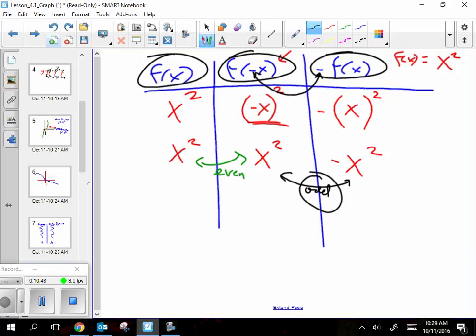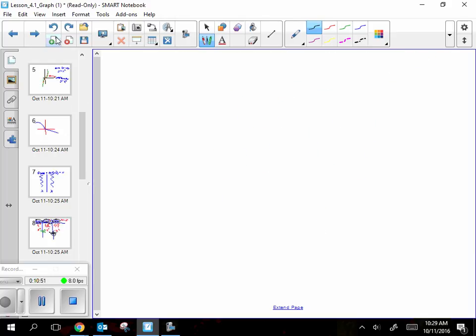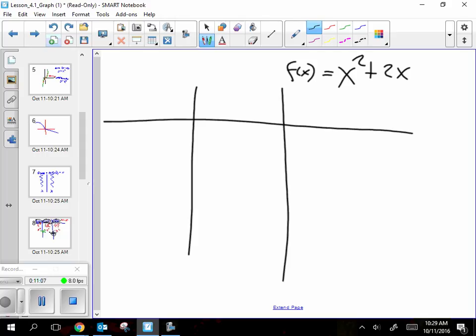All right, so I'm going to have you try one of those. Everybody start with a clean spot in your virtual paper. And let's say that the function is this, x squared plus 2x. Y is the same as f of x, right? So I'm going to say f of x equals that. And I'd like you to try making that three-part chart. See whether this is odd or even or neither.